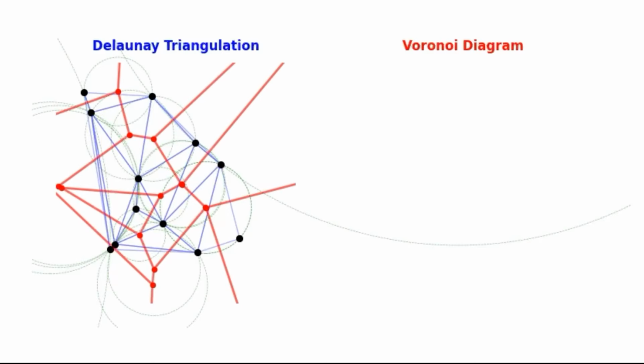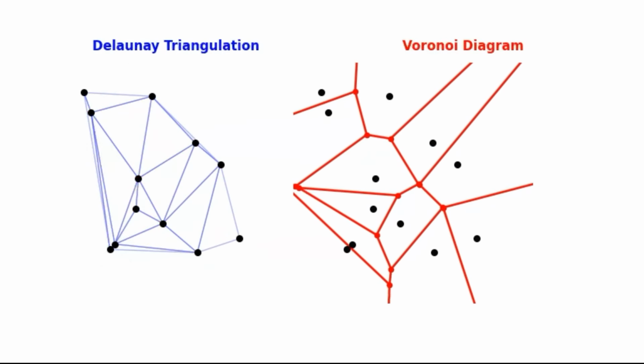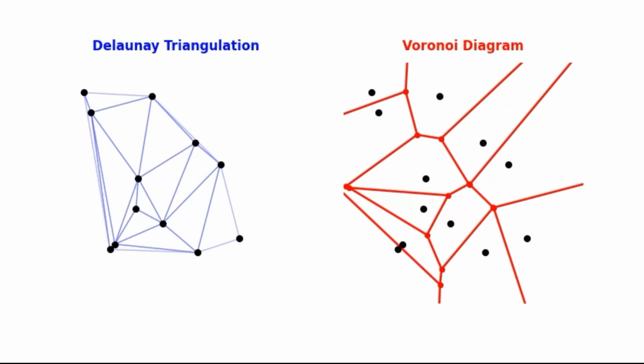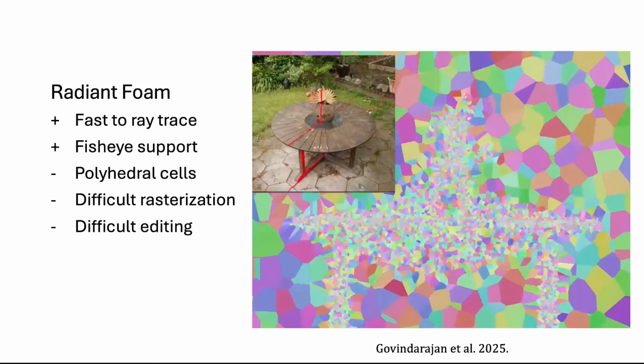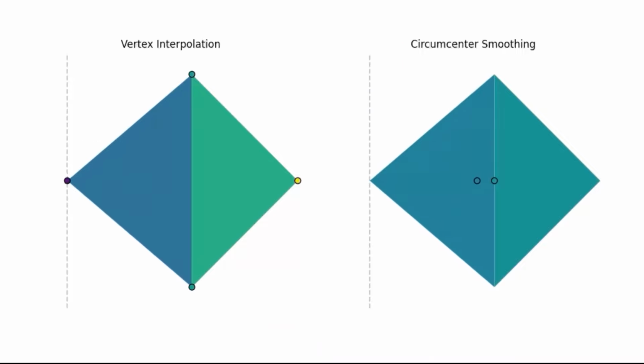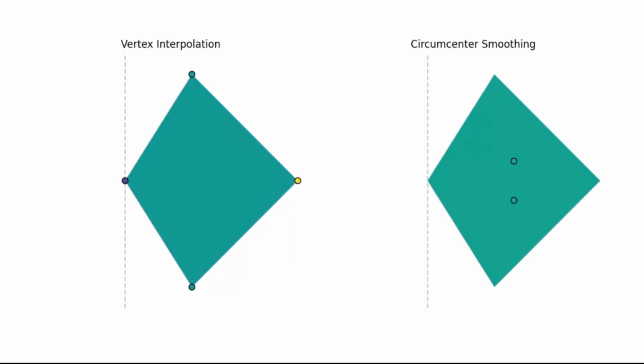The Delaunay triangulation and the Voronoi diagram are two popular types of point set tessellations, which happen to be dual to each other. The Voronoi diagram changes smoothly as the points move, while the Delaunay triangulation experiences sudden jumps. For these reasons, a previous method, radiant foam, chose to represent the field using a Voronoi diagram. However, the Voronoi diagram is composed of arbitrarily complex polyhedra, which are hard to rasterize and are not easily compatible with the existing graphics pipeline. We chose to optimize the Delaunay triangulation.